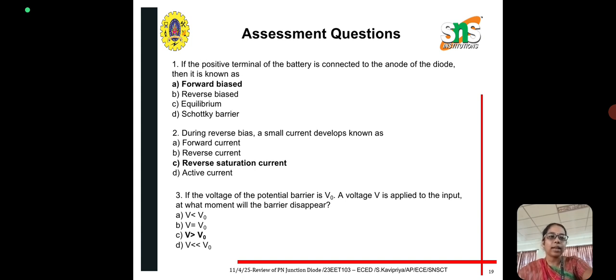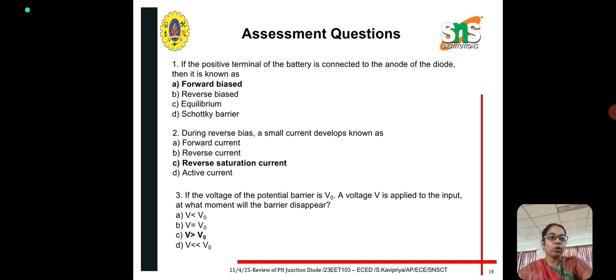And the final one is the assessment. What is the condition for forward bias? The positive of the battery will be connected to the anode and the negative of the battery will be connected to the cathode. In the case of reverse bias, no current will flow, that is in the ideal case. Whereas in practical cases, a small amount of current will flow, which is due to the minority charge carriers. We call that current the reverse saturation current.